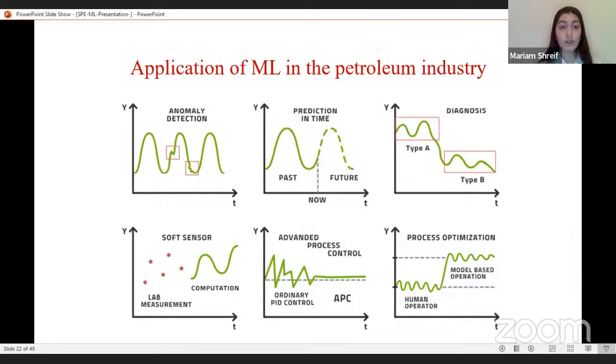First, we can use machine learning for anomaly detection, for example, to know if this operating condition or this value we have gotten is normal or not. We can use it for prediction, to predict certain values or operating conditions in the future. And we can use it also for diagnosis, to know to which pattern or category this pattern belongs. We can also seek the help of machine learning to replace expensive and time-consuming laboratory experiments with machine learning models in order to calculate or find out certain parameters. And we can also use machine learning for advanced process control and for process optimization.